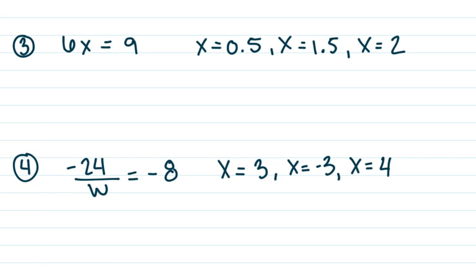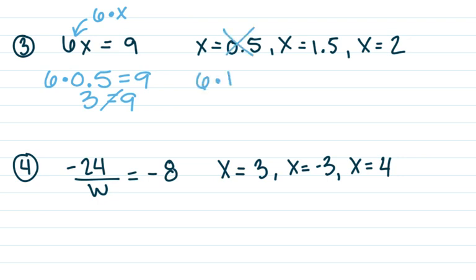So let's go ahead and try this one. The first one here, again, remember, this is 6 times x. That's what that represents. So 6 times 5/10, which is going to be a half. 6 times a half is 3. Does 3 equal 9? No, it does not. So that one's not going to work.